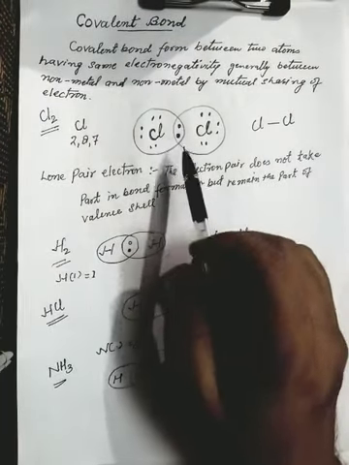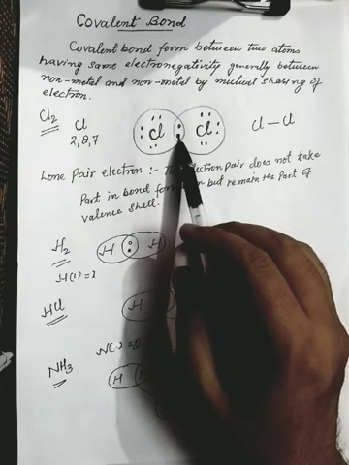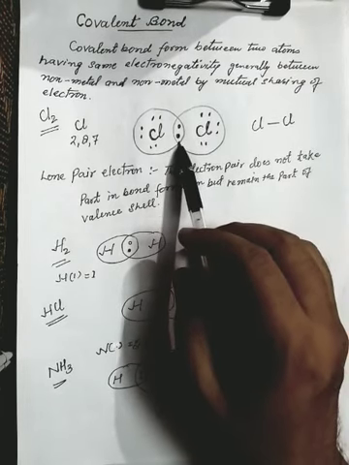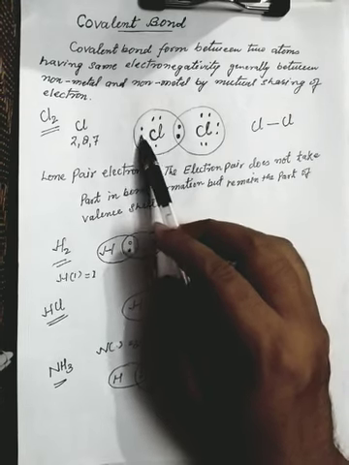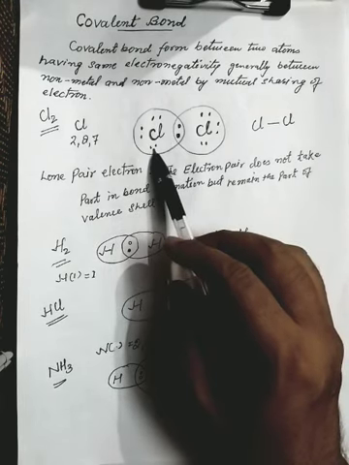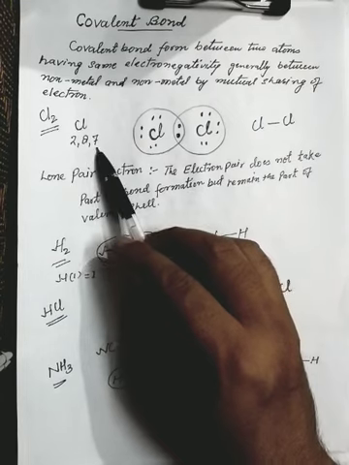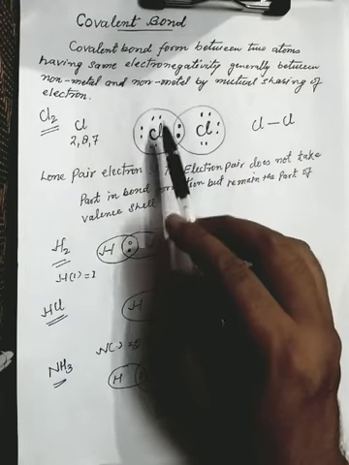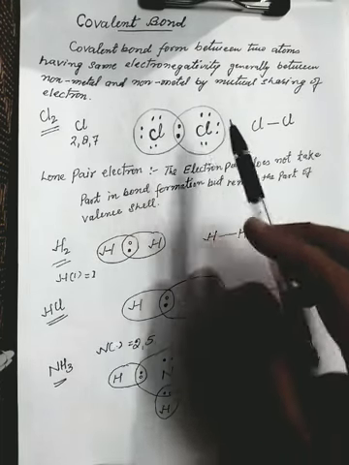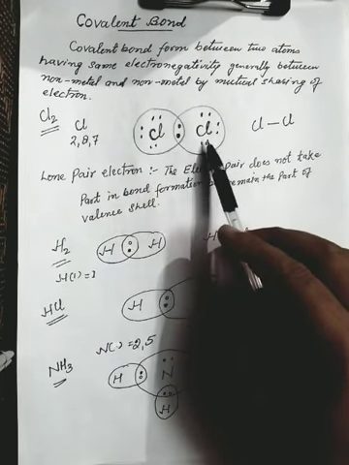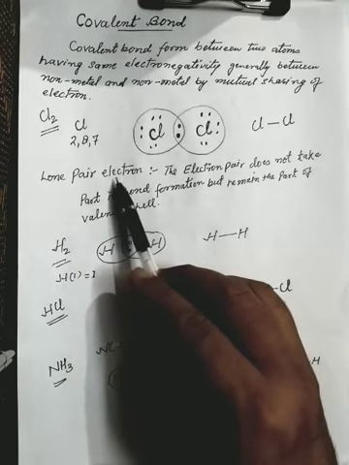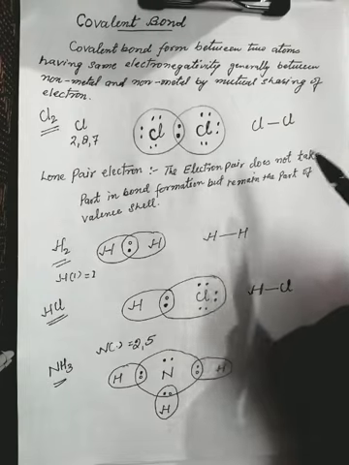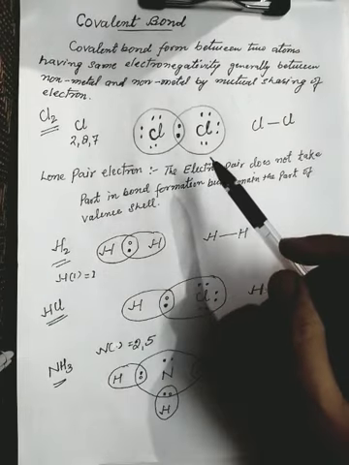Now in this case, this pair of electrons, one electron from each chlorine, is called the shared paired electron. And the electron pairs that do not take part in bond formation but remain part of the valence shell are called lone pairs. So this chlorine atom has 3 lone pairs, 1, 2, 3. This chlorine atom will also have 3 lone pairs. Now what is the definition of lone pair? The electron pair that does not take part in bond formation but remains part of the valence shell is called a lone pair.